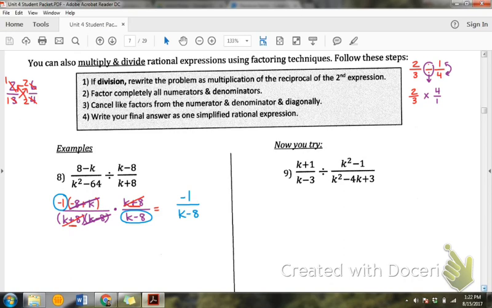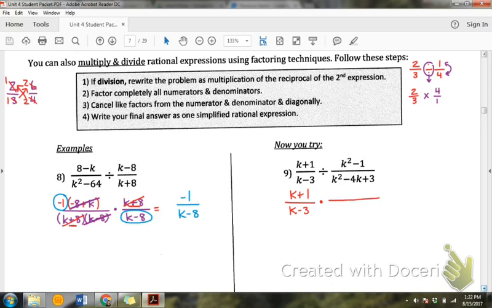Okay? All right, so let's look at number 9. Is it a division problem? So what do we need to do? We need to flip it. So the first thing I'm going to do is rewrite. So I'm going to rewrite the first one. K plus 1 over k minus 3. Change it to times. Now, let's go ahead and factor the denominator.